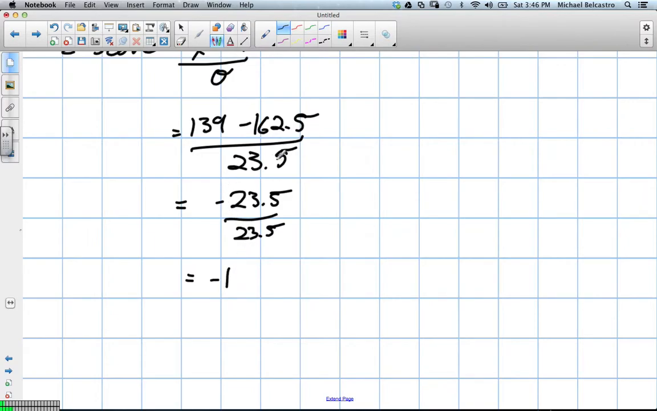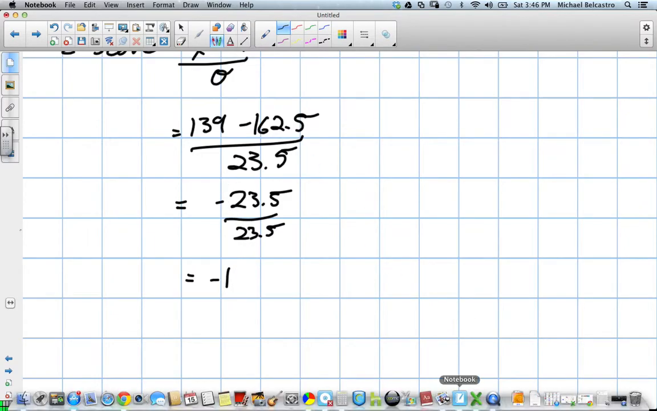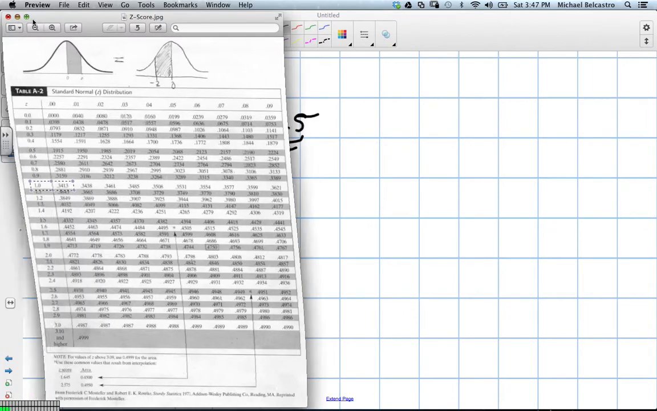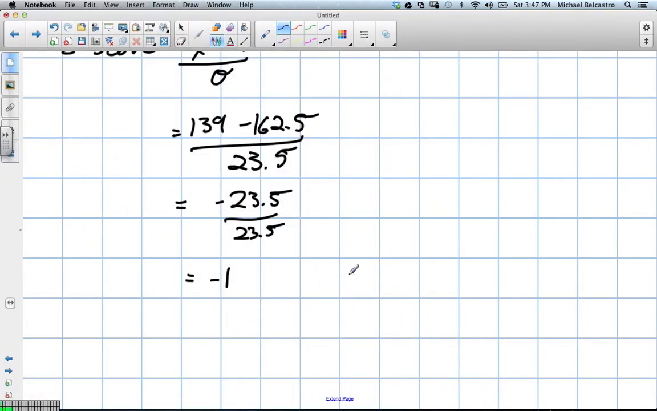So negative 1. We've got to look up negative 1 on a z-score sheet. So I look up negative 1 here. What did you get? 0.1587. Yeah. My z-score sheet's a little different, and I would have had to do some math. I would have had to subtract this value from 0.5. Your z-score sheet's even better. What did it give you? 0.1587.